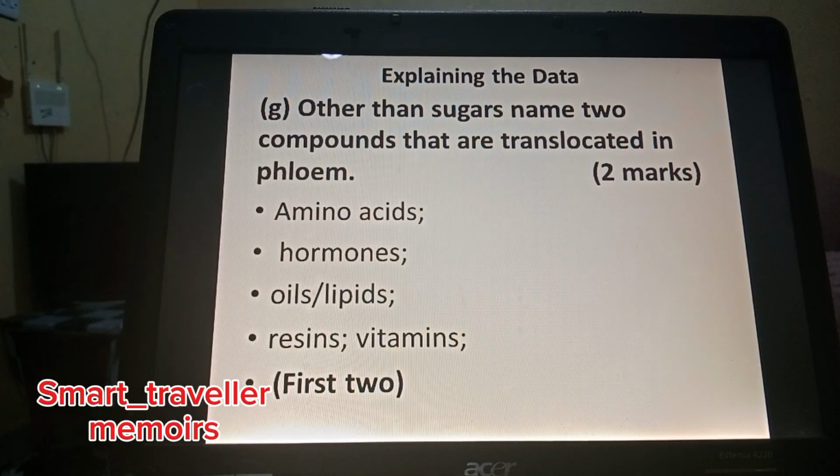Other than sugars, name 2 compounds that are translocated in phloem. We have amino acids, hormones, oils or lipids, and vitamins. Mark the first 2. Correct.